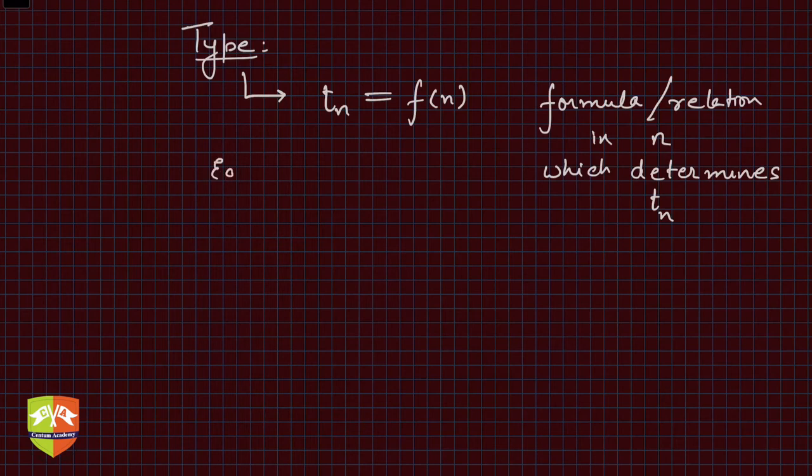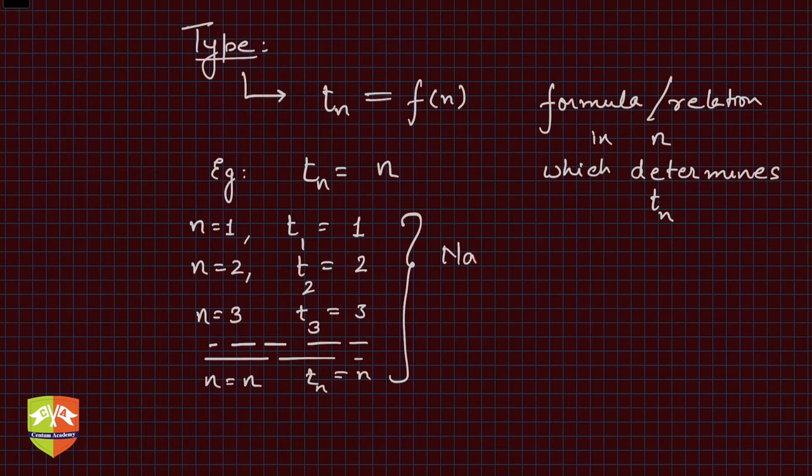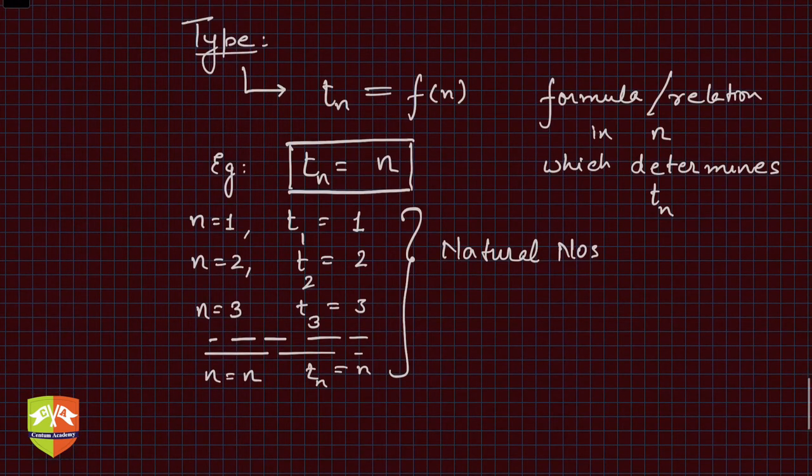So let's take an example. tn is given by, let's say, n itself. The most basic example could be tn is equal to n itself. So what are the elements, or members of this sequence? You can see when n is equal to 1, t1 will be 1, right? Because tn is equal to n itself. If n is equal to 2, then t2 is 2. Then for n is equal to 3, t3 is equal to 3 itself. And if you go on doing this, you'll get for any n, tn is simply n. And what are these? This is nothing but all natural numbers, isn't it? So by this particular relationship, I can represent the entire natural number sequence.